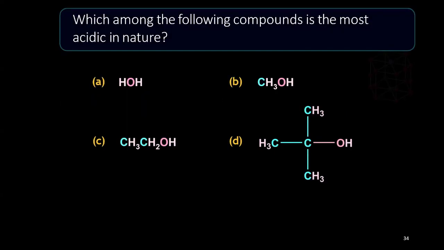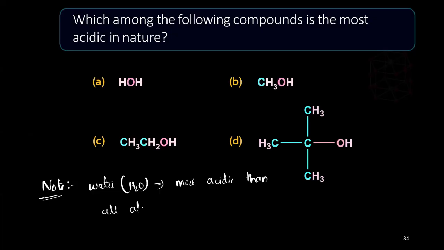Which among the following compounds is the most acidic in nature? So just remember, water will be more acidic than any alcohol, except one alcohol, that is methanol. So just remember this one. Note: water is more acidic than all alcohols, except one alcohol, that is methanol, which is CH3OH.